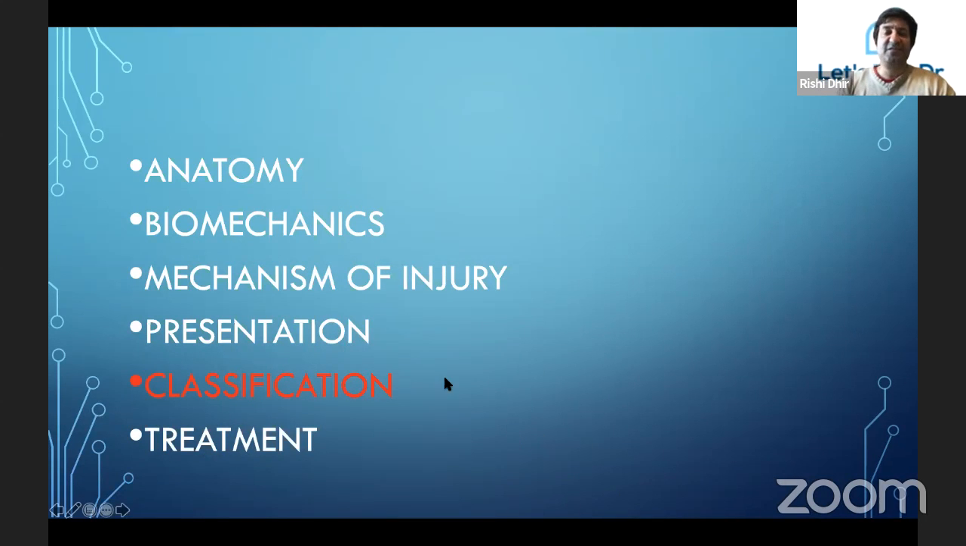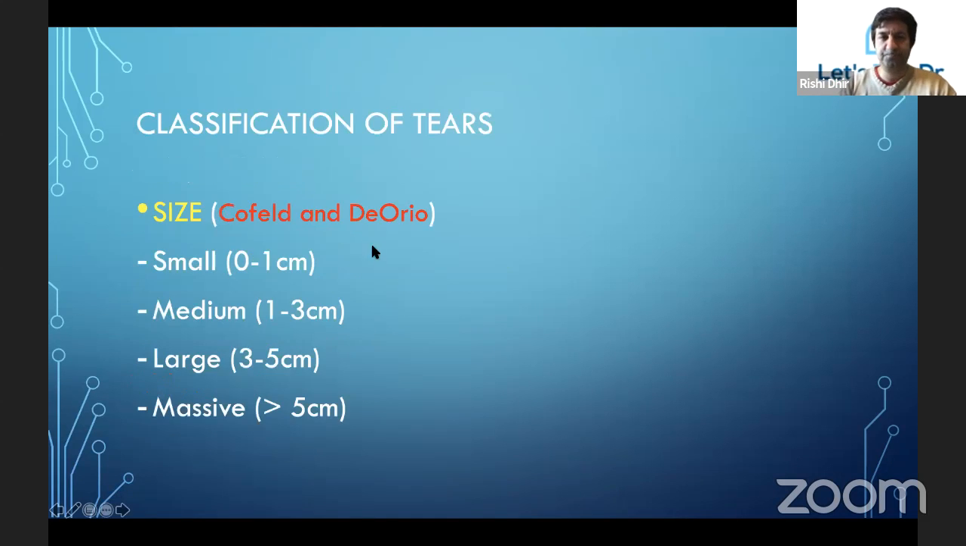We then move to classification. One thing I've got to warn you guys is if you look in a textbook, you might find about 30, 40 classifications. So I would just pick about 2 or 3 to learn which are relevant. I've written these down for you guys here, okay?